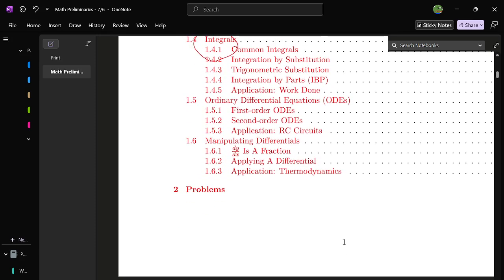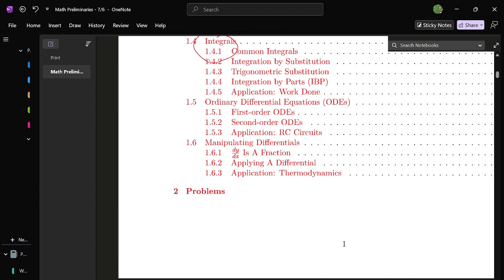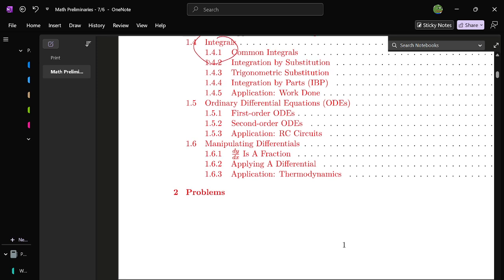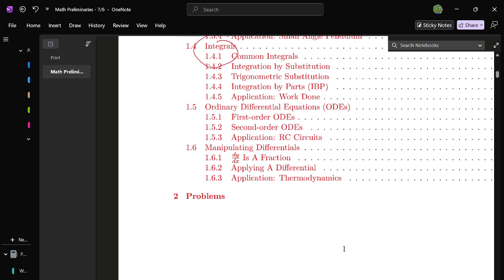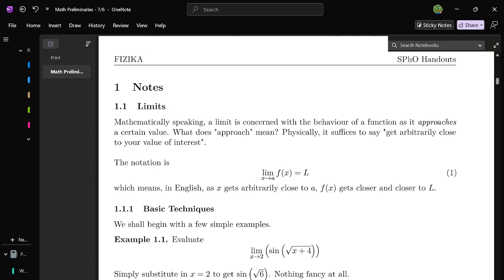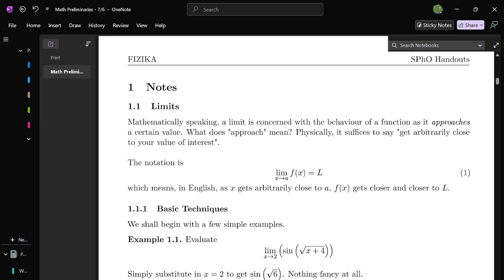Then there's also a short section on how to manipulate differentials, because most of the time when you do physics, you'll be working with differentials instead of quantities as a whole. You'll see what I mean later on when we go through the examples there. Okay, so let's start with limits.